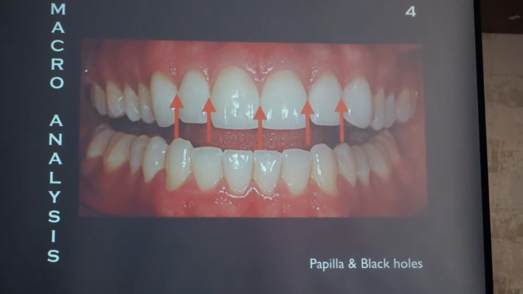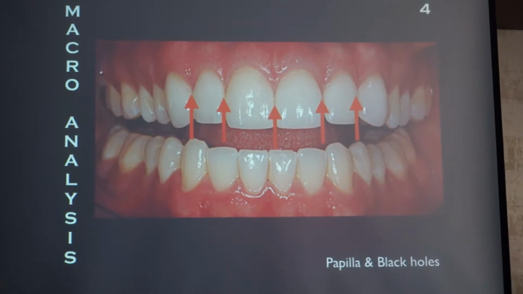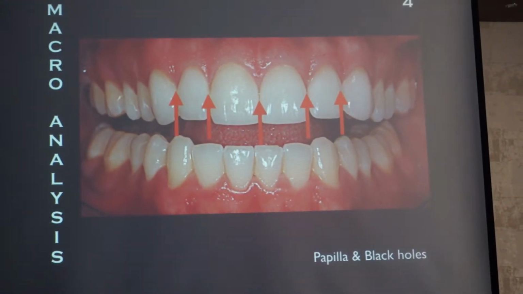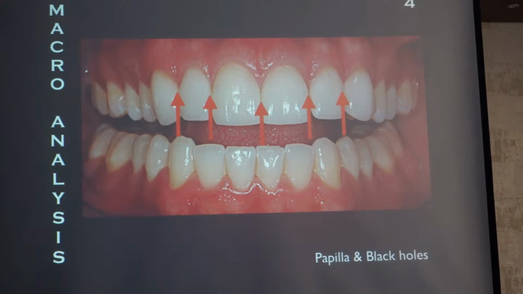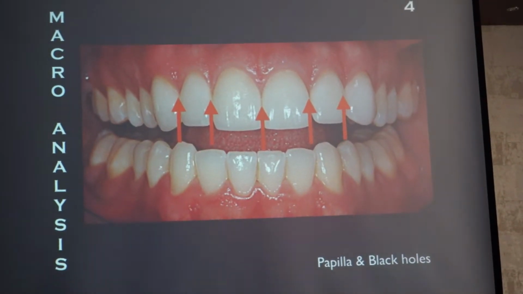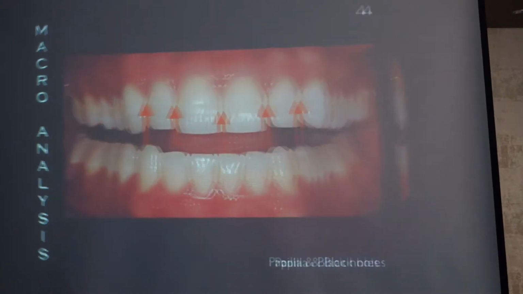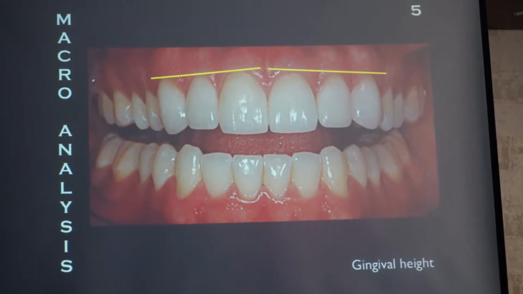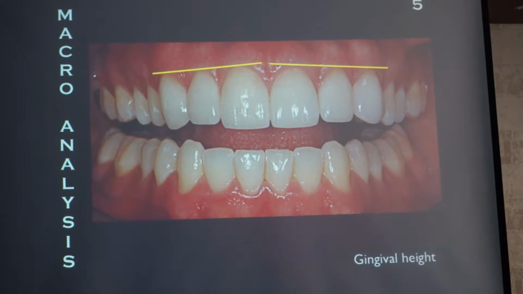Papilla and black holes, this is really important. Very important. It's the challenge for any implantologist and periodontologist, I guess. You need to check the papilla firmness, color, height, and that you don't have any black holes. There are special treatments and modalities for black holes, so we have to keep it in mind. So I see it first in the analysis, and then I put it in planning.